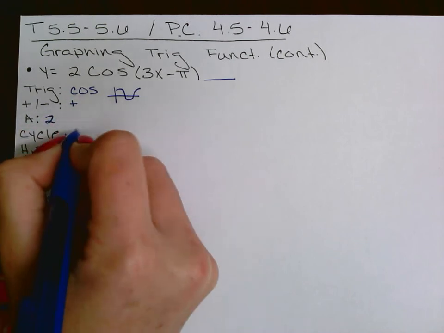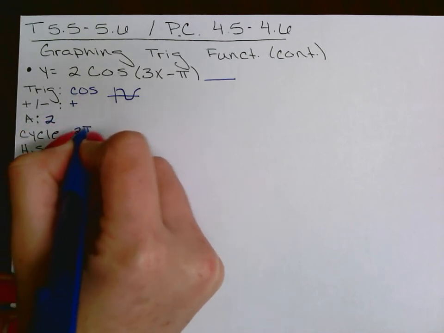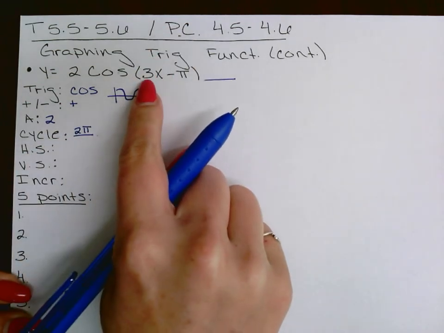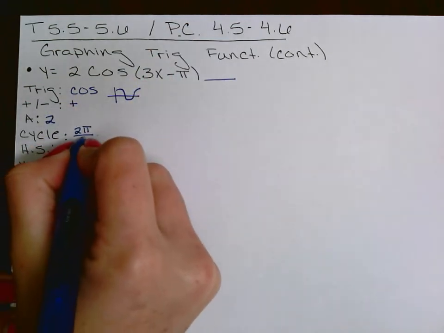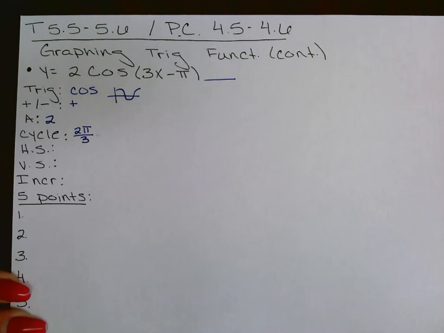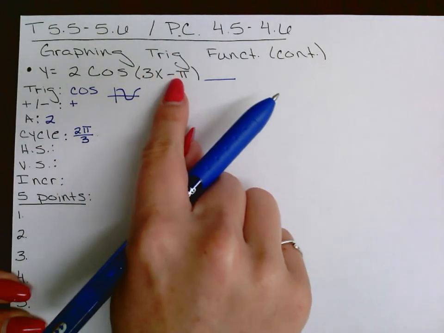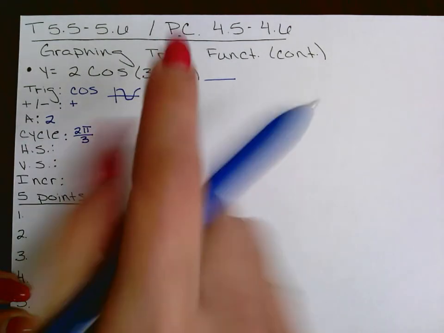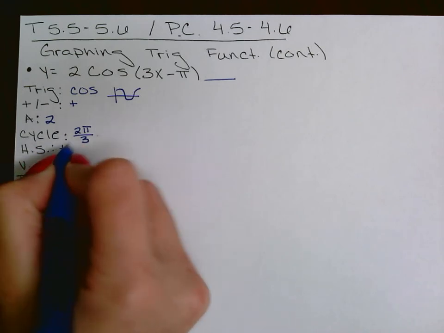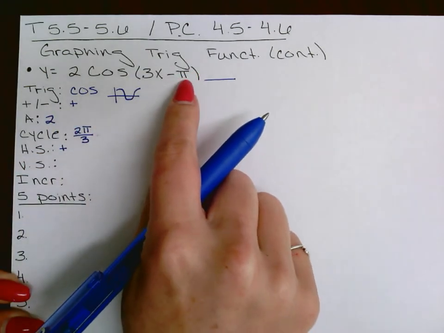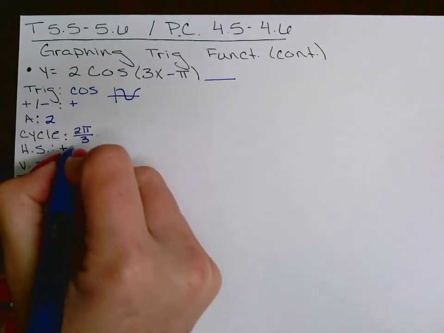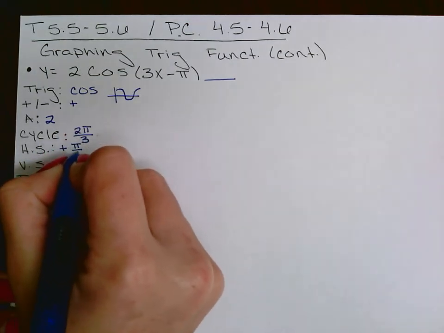My cycle is 2 pi divided by b, which in this case is 3. Okay. Horizontal shift is opposite the sign. So being that this is minus, it's going to go to the positive direction. And then it's going to be c divided by b. So pi over 3.